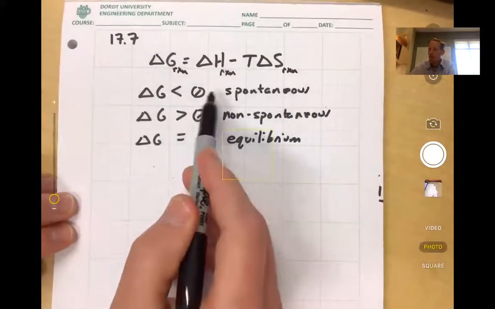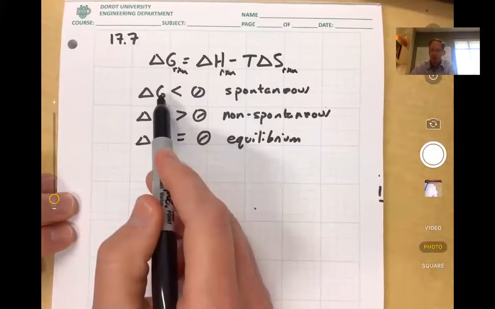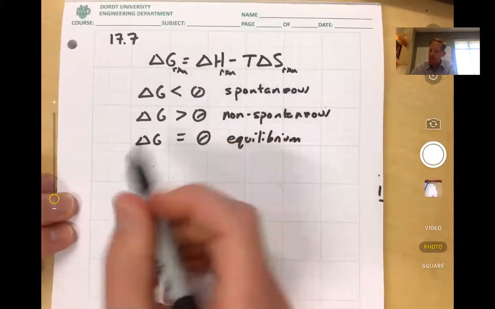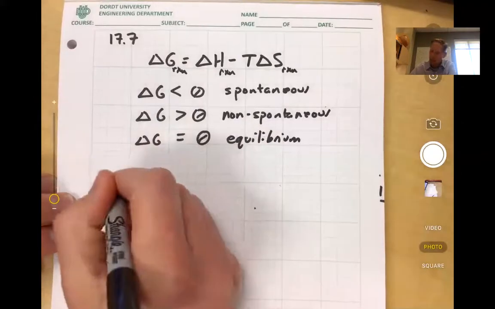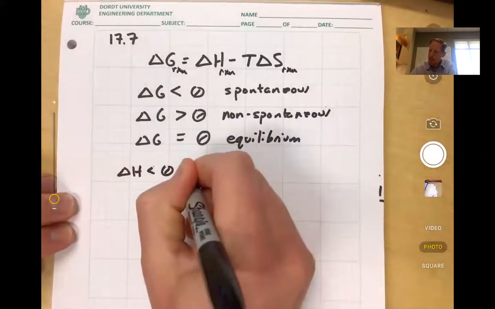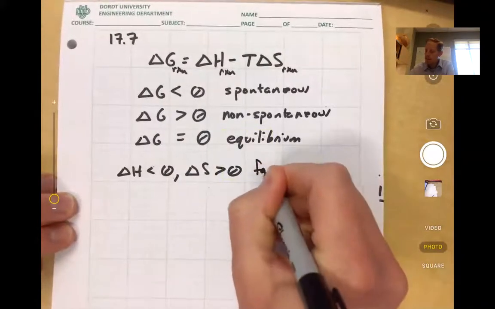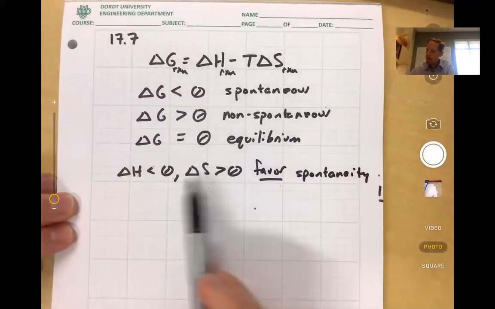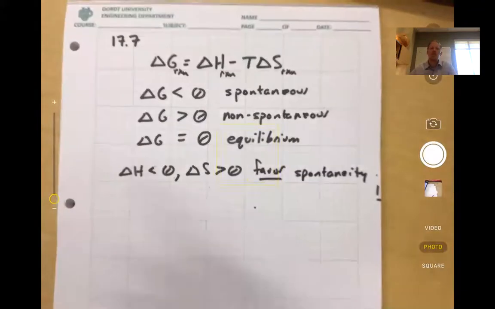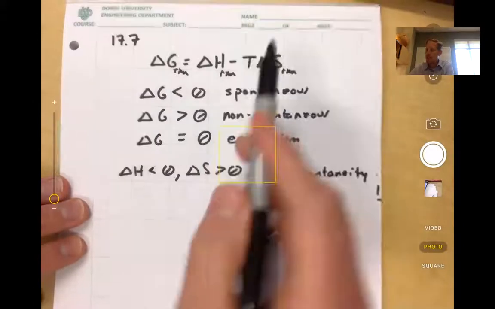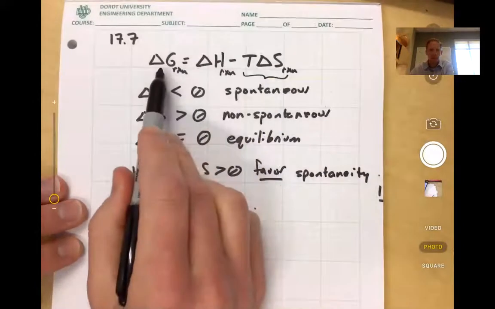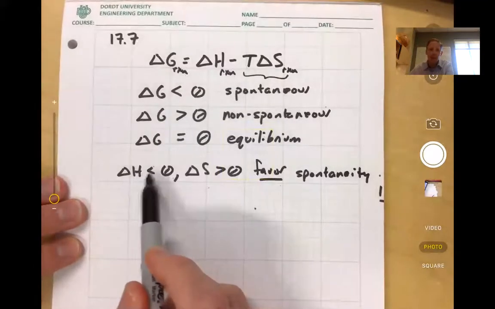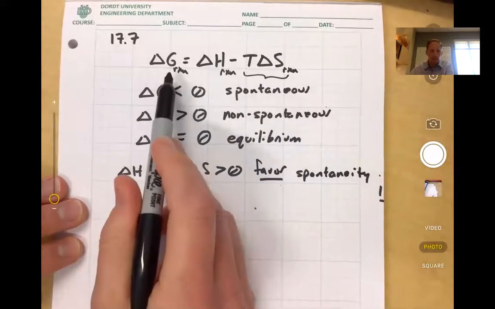So, for example, if I want my delta G to be negative, I want my delta H to give me a negative number, and I want this term to give me a negative number. And if we put that together, we can see that delta H less than 0 and delta S greater than 0 will tend to favor spontaneity. Because if delta S is greater than 0 in my system, I'm creating disorder in my system that will make this entire term more negative. And the more negative this term, the more likely it is that delta G will also be negative and therefore spontaneous. Likewise, the more negative delta H is, the more likely delta G is going to be negative.